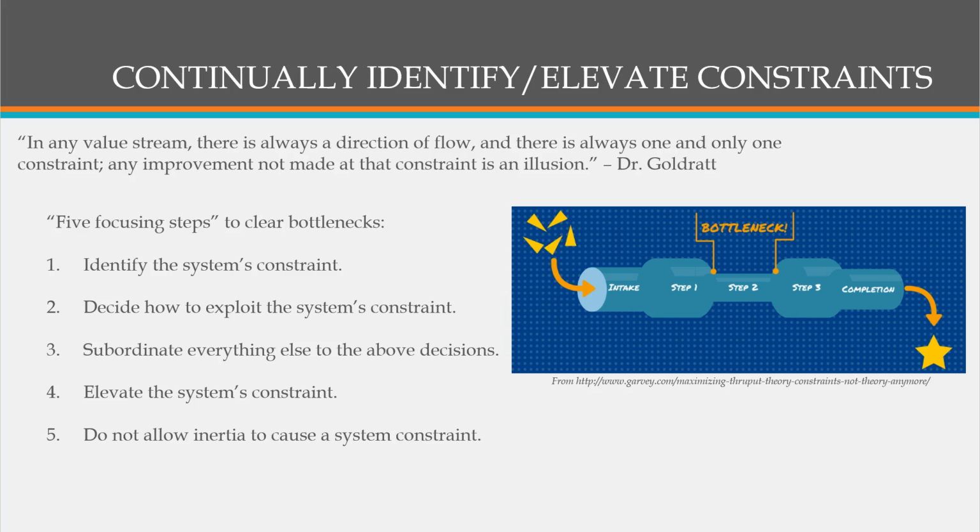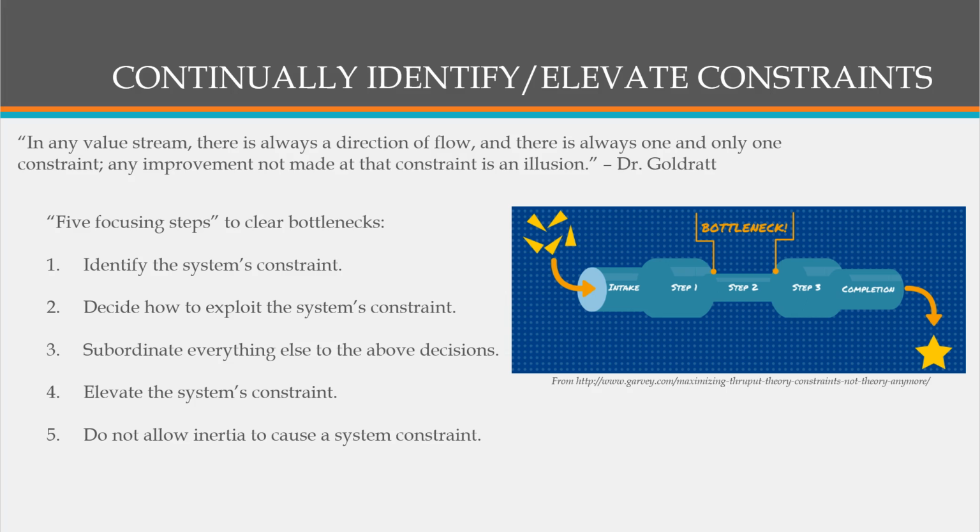Okay, so the next part of flow is more of an introspective piece where you are constantly evaluating and looking at your processes, and you evaluate and determine where there are bottlenecks. Another way to call this is a constraint. And Dr. Goldratt says here, in any value stream there is always a direction of flow, and there is always one and only one constraint. Any improvement not made at that constraint is an illusion.